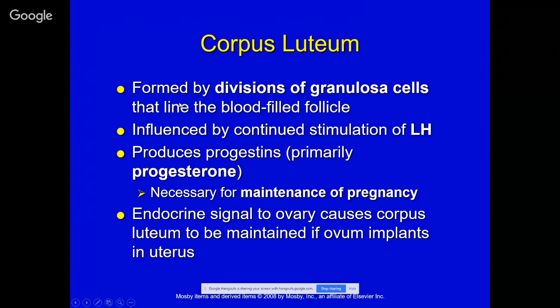Corpus luteum. This is formed by divisions of those granulosa cells that line that blood-filled follicle. It's now blood-filled because it's ruptured and we get blood in there, and it's the corpus hemorrhagicum. It's influenced by the continued stimulation of luteinizing hormone, and it starts to produce progestins, primarily progesterone. This is necessary for maintenance of pregnancy. Progesterone protects pregnancy. There's an endocrine signal to the ovary that causes the corpus luteum to be maintained only if the ovum implants in the uterus. And the ovum is going to implant in the uterus if it is fertilized.